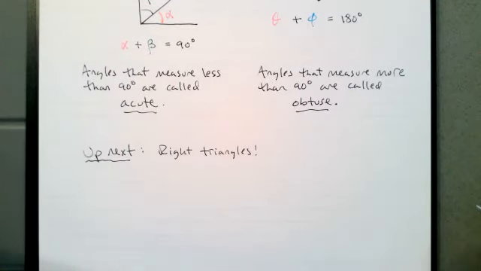So get started on the chapter 1 homework. We're just getting used to measuring angles, positive and negative angles. And then up next, we're going to start talking about right triangles.